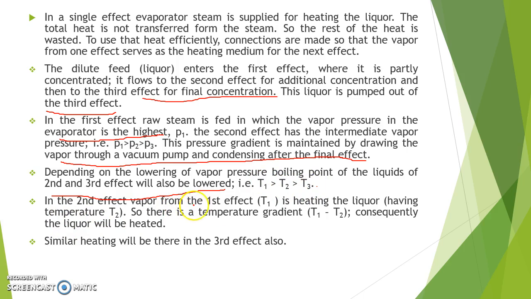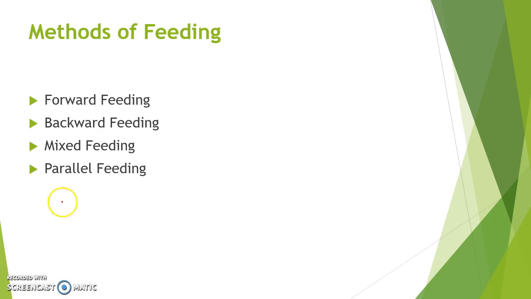In the second effect evaporator, the vapor from the first effect at T1 is heating the liquor having temperature T2. So there is a temperature gradient, that is T1 minus T2. Consequently, the liquor will be heated. Similar heating will be there in the third effect also.